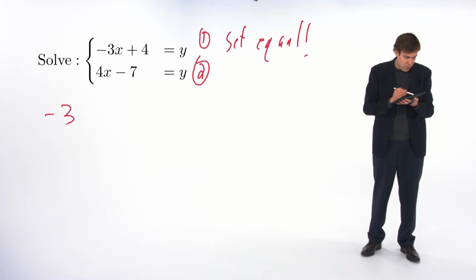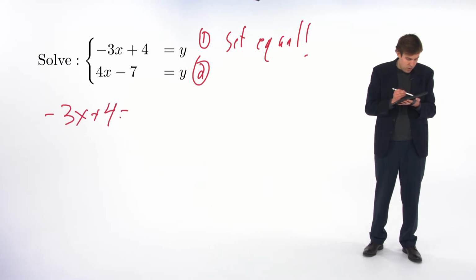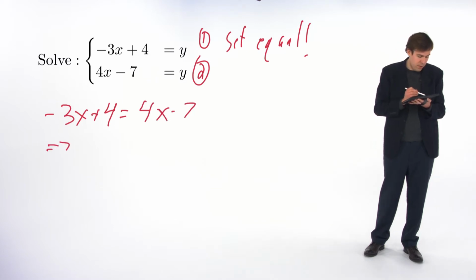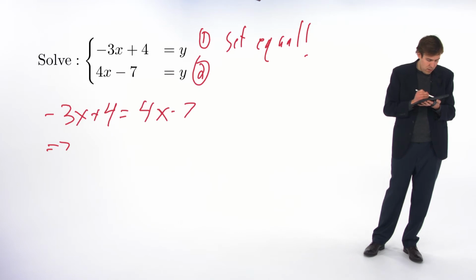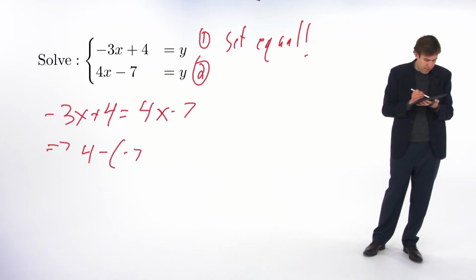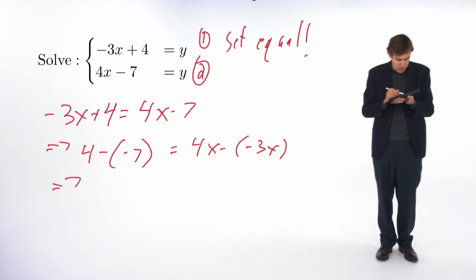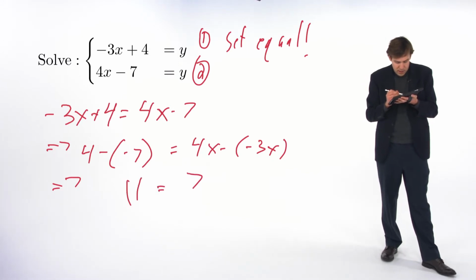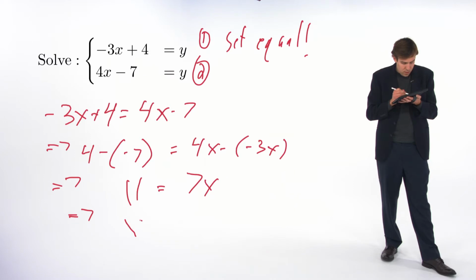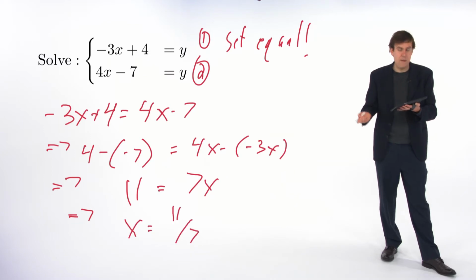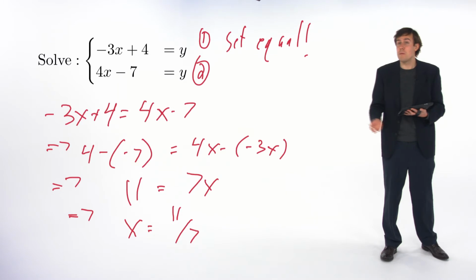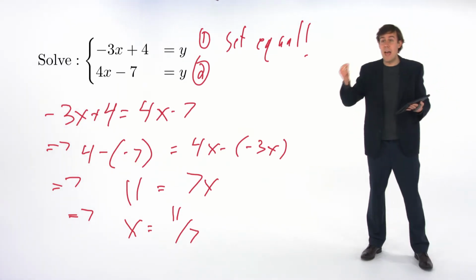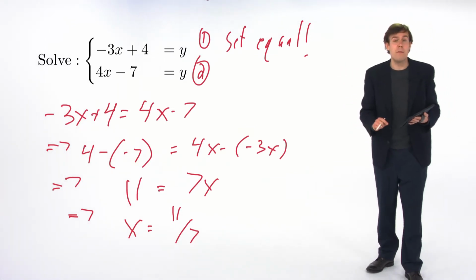So I have minus 3x plus 4 should be equal to 4x minus 7. And then I'll just solve this. So let's say that 4 plus 7 is equal to 4x plus 3x. So 11 is equal to 7x. So x is equal to 11 divided by 7. So this tells me that where these lines intersect has x coordinate equal to 11 over 7.